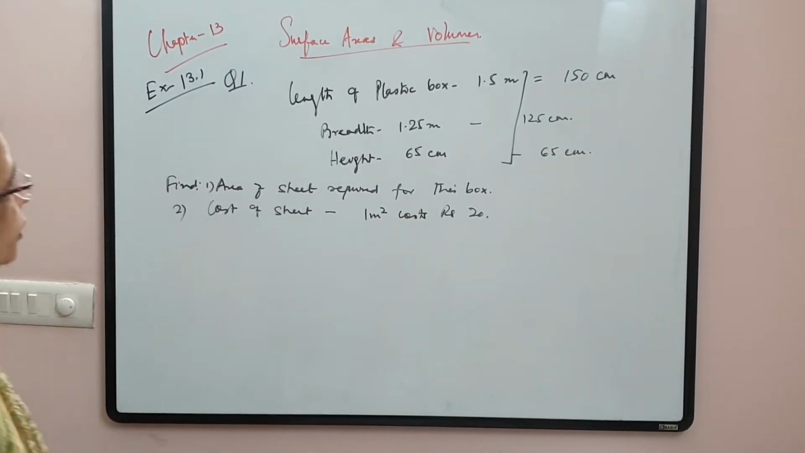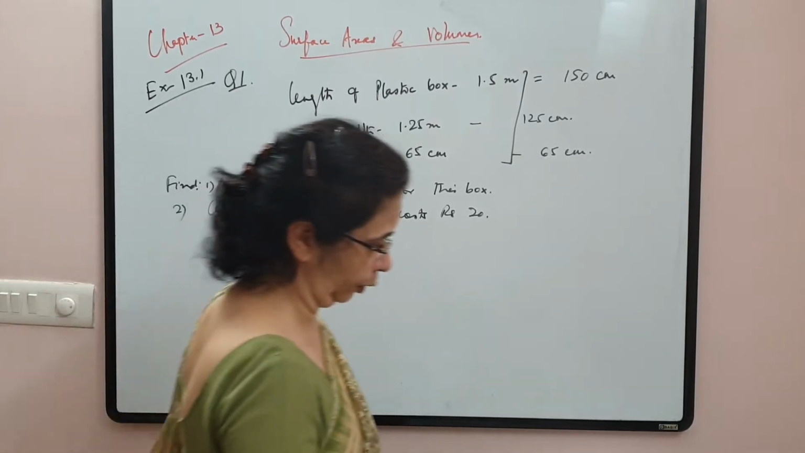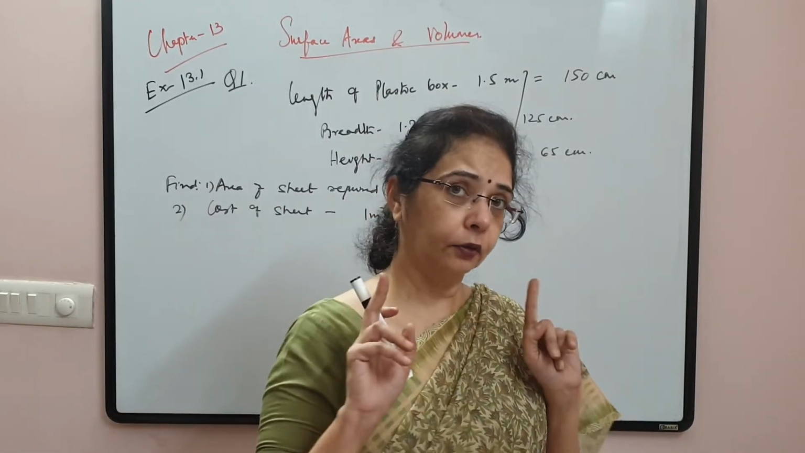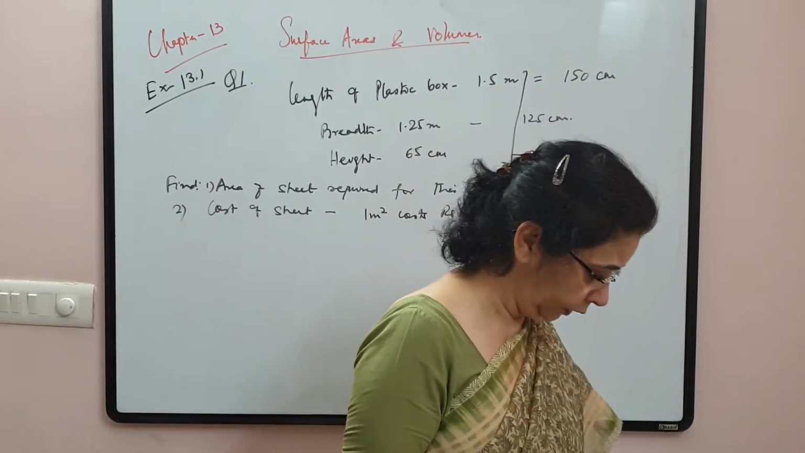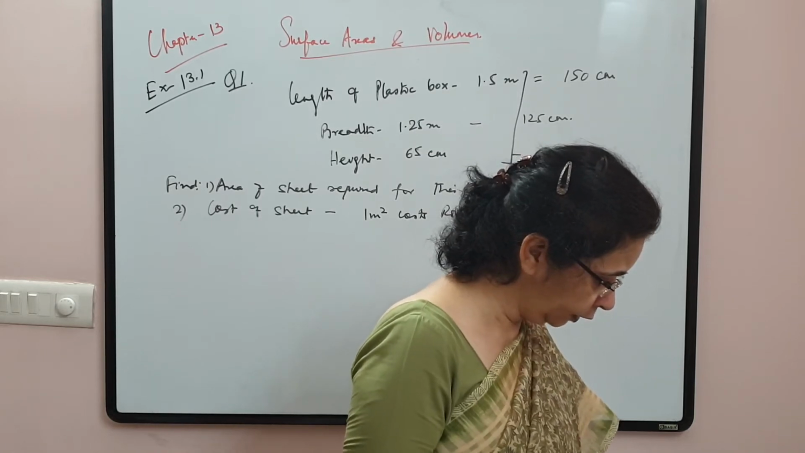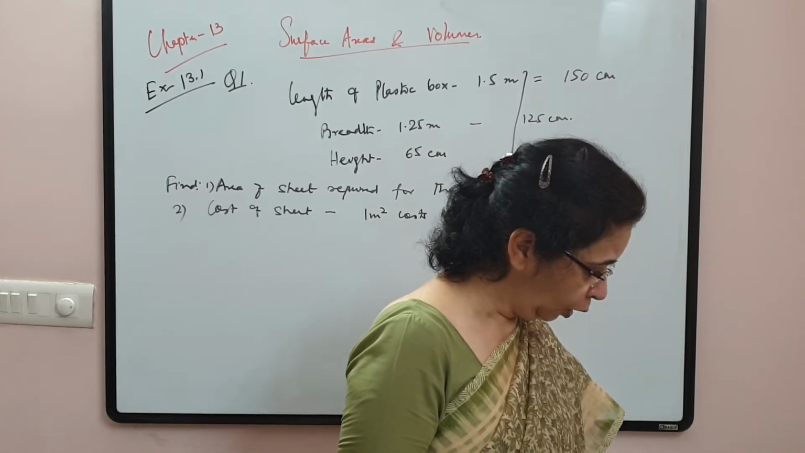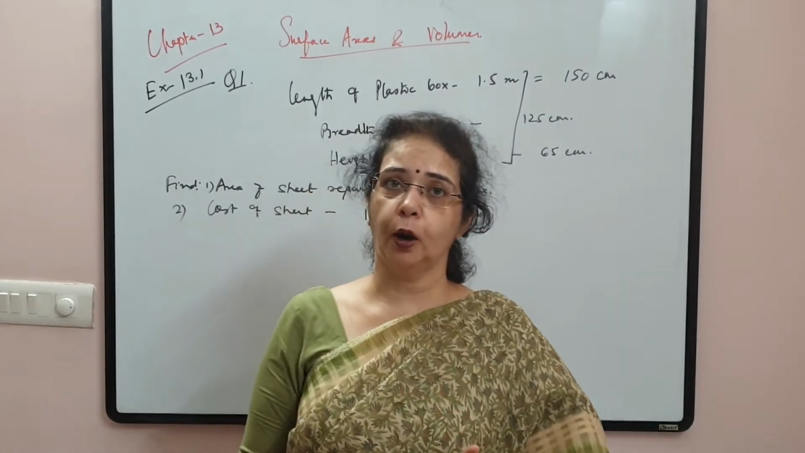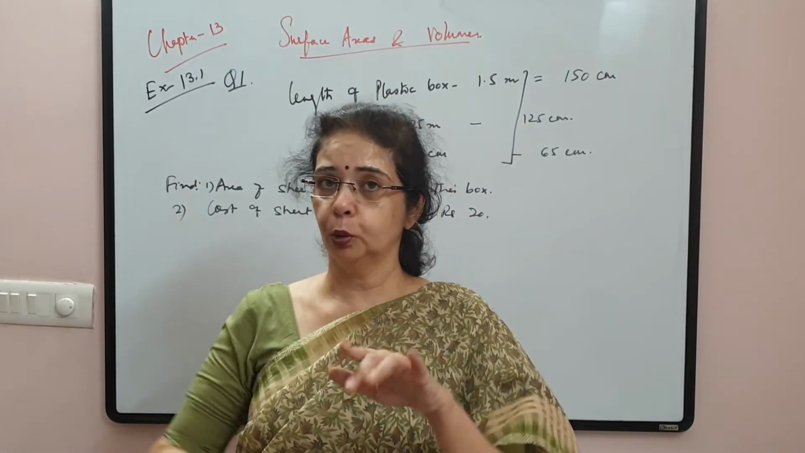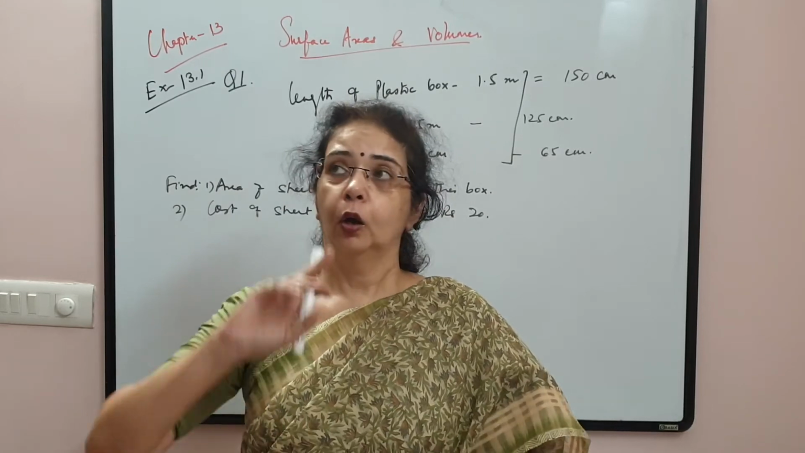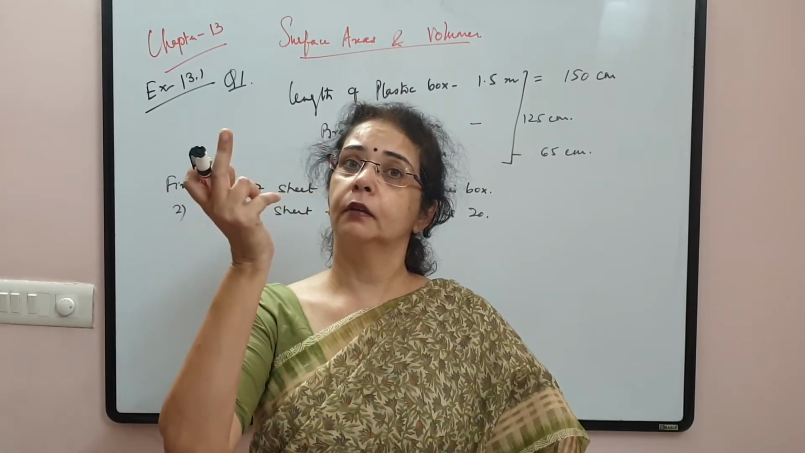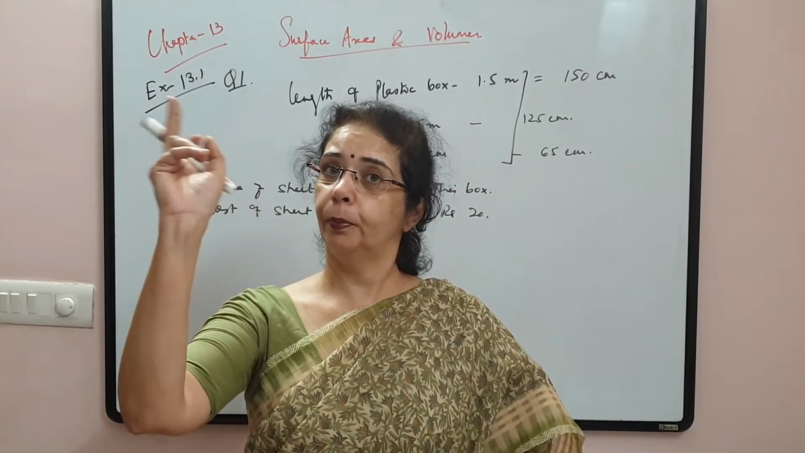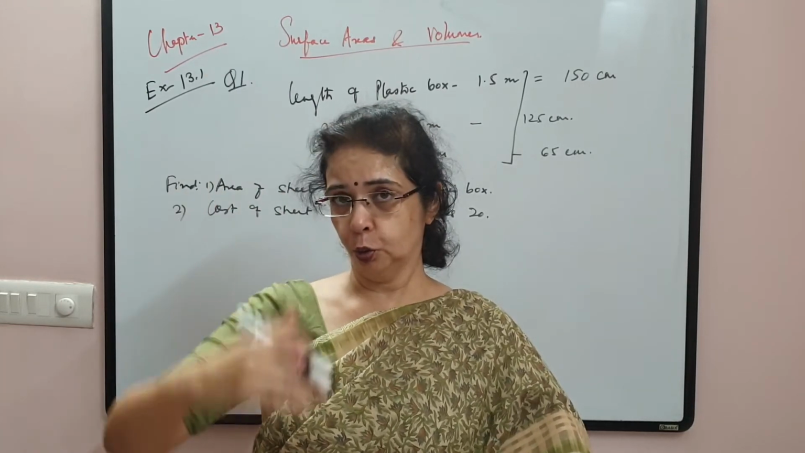You have to, children, calculate the area of this box. But one thing more you have to see in this question. It says that this box is opened at the top. Opened at the top means what? I already explained to you. Think of it like a room. Open at the top means length into breadth. There are otherwise two surfaces.